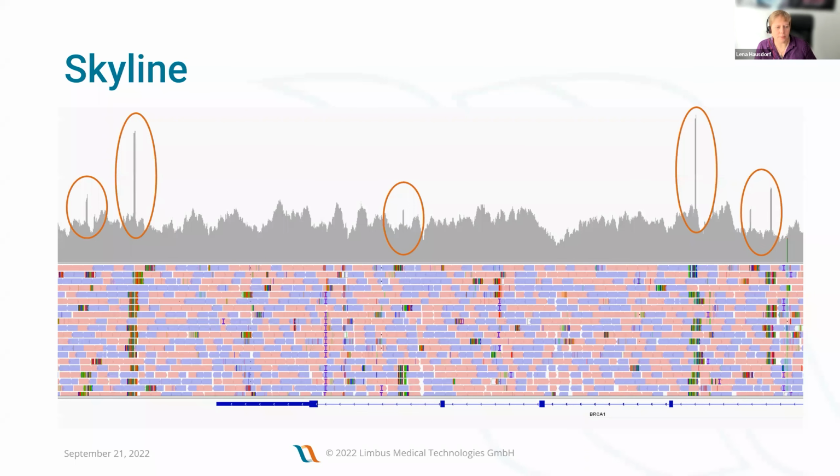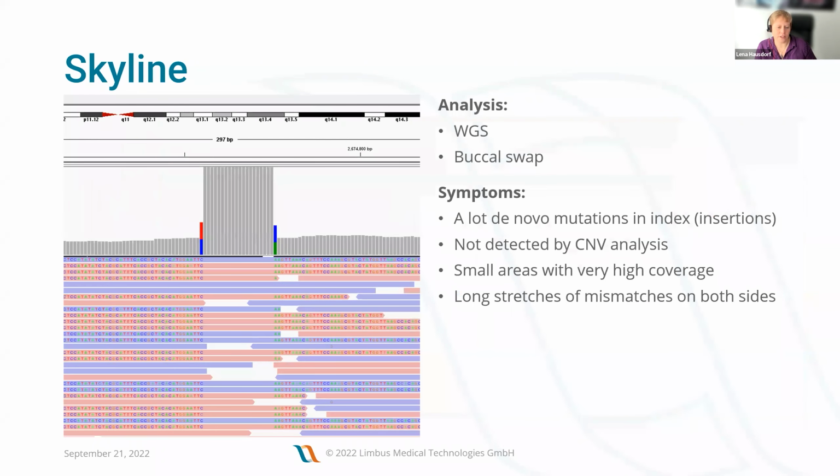You see, it's a normal BAM file, but what sticks out were these weird spikes. And so the customer asked us, did you do the alignment correctly, basically? It was a whole genome sequencing sample. The sample was a buccal swab. And what was odd about it, there were a lot of de novo mutations in the index, a lot of insertions, all over where the spikes were. None of them were detected by our CNV analysis, but the area was very small, with incredibly high coverage, and there were long stretches of mismatches on both sides. So this was pretty easy.